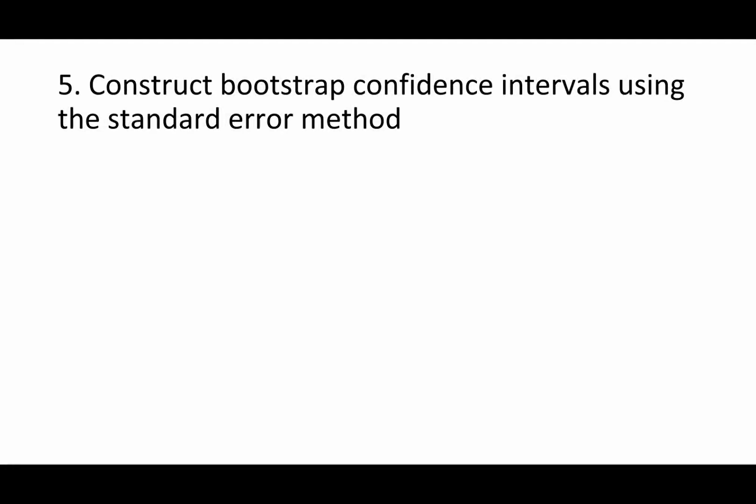Our fifth learning objective is to construct bootstrap confidence intervals using the standard error method. The standard deviation of a bootstrap sampling distribution is the standard error, which we can use to construct a bootstrap confidence interval by applying the empirical or 95% rule. A 95% confidence interval is by far the most popular. Using the standard error method this week, all of the confidence intervals that we'll be constructing will be at the 95% confidence level. With the percentile method, you'll see other confidence levels.